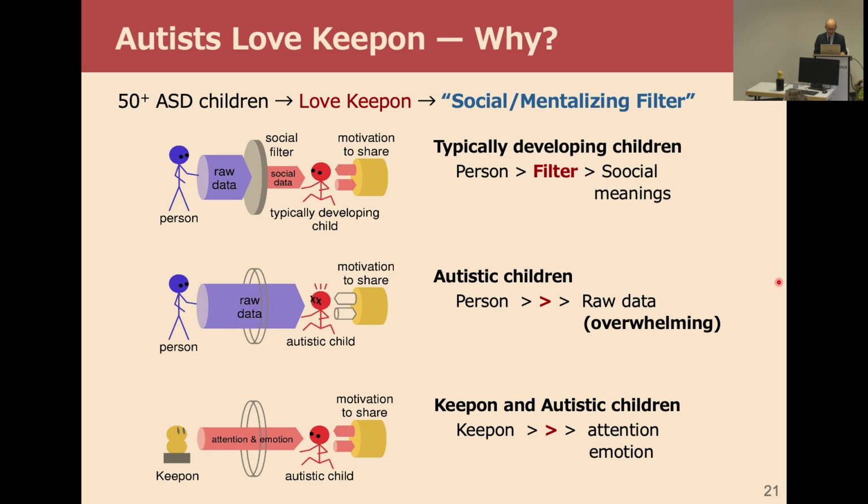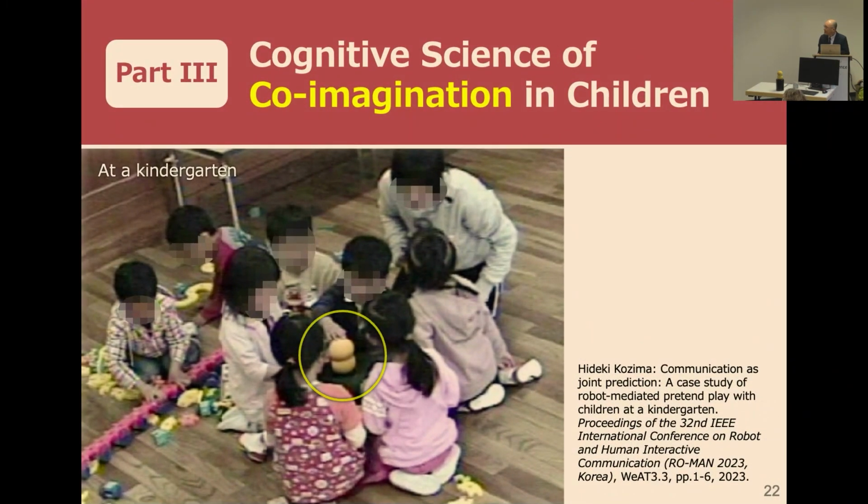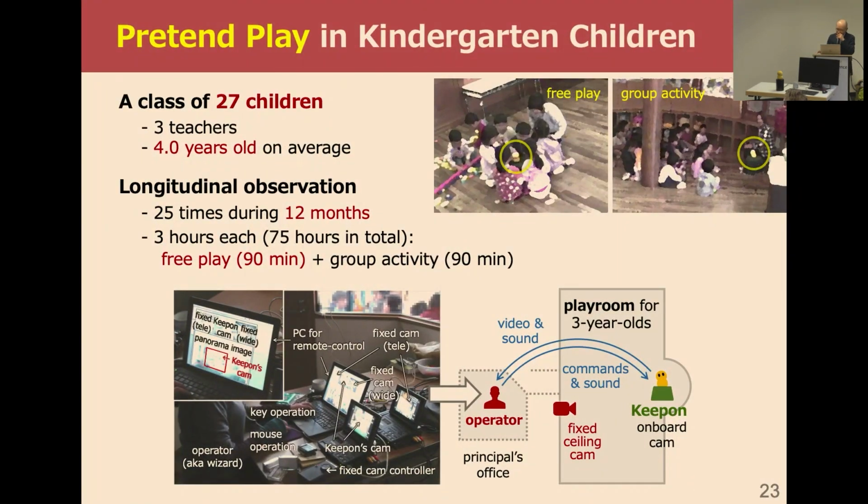Okay. So now let me go on to the final part. It's the cognitive science of co-imagination in children. This is a story about the kindergarten, and it is about pretend play in the kindergarten, where we met mostly typically developing children. Okay? So it's a totally different line of research compared to the previously mentioned autistic kids.